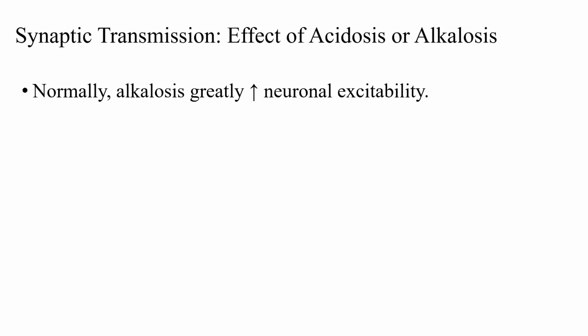So normally, alkalosis greatly increases the neuronal excitability. It is H plus ion. Alkalosis means less H plus ion. H plus ion is inhibitory to the release of neurotransmitter or excitability, voltage gated channels, right? When H plus ion is there, sodium channels are less sensitive. So, more H plus ion, less sensitive. When H plus ion decreases, they become more sensitive. More sensitive means excitability increasing. They are easily fired, right?